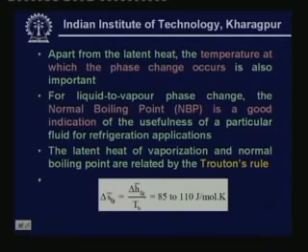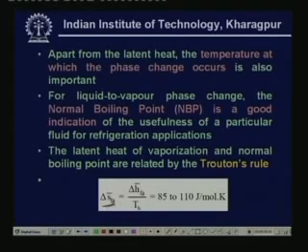Now the latent heat of vaporization and normal boiling point are related by what is known as Trouton's rule. The Trouton rule says that Δs_fg, the molar entropy of vaporization, is constant for all fluids. That is what the Trouton rule is all about. Constant means not a single value, but it is found that this value for most of the fluids lies in this range. And what is this Δs_fg?